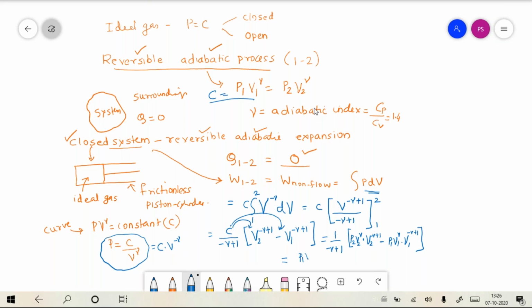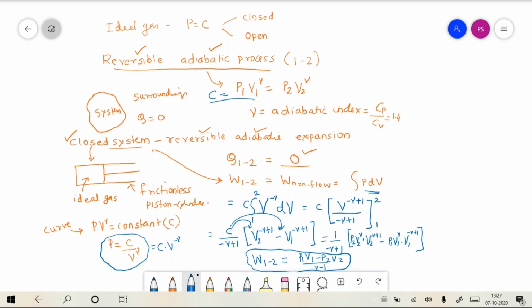P1 V1 minus P2 V2 upon gamma minus 1. Okay. So what I had done is, I had derived the expression for the work transfer here. Hope it is clear to you. In order to convince yourselves that you get this expression, I would advise you that you do the integration on your own, okay, and convince yourselves that you would get the expression as follows.